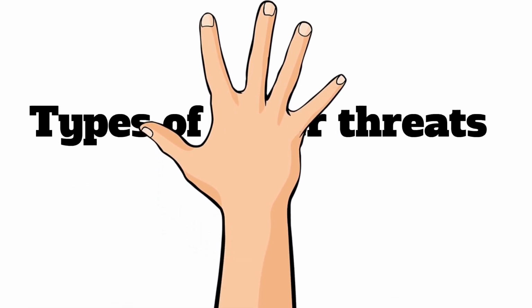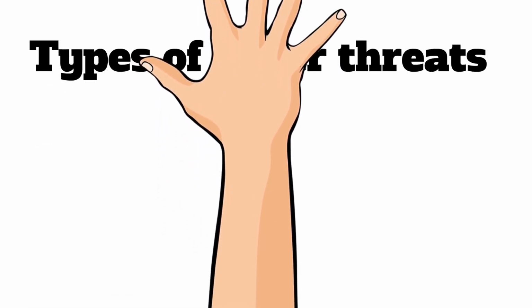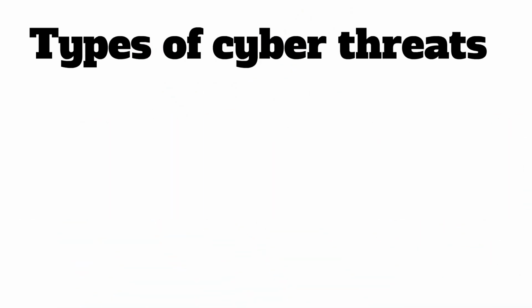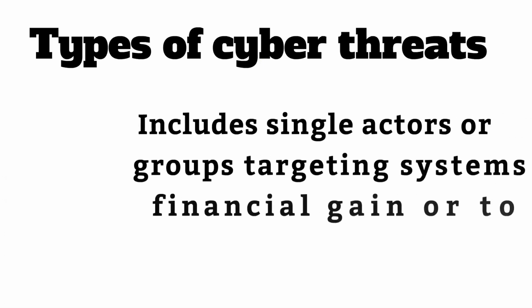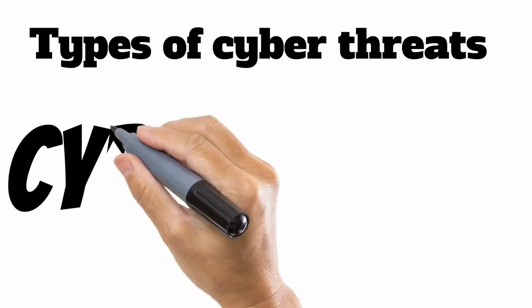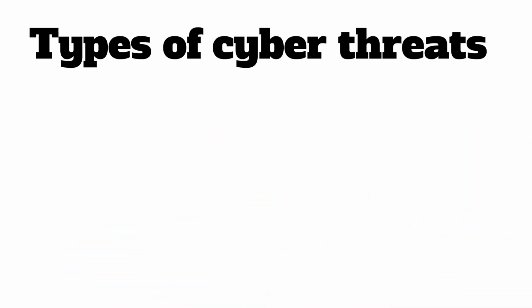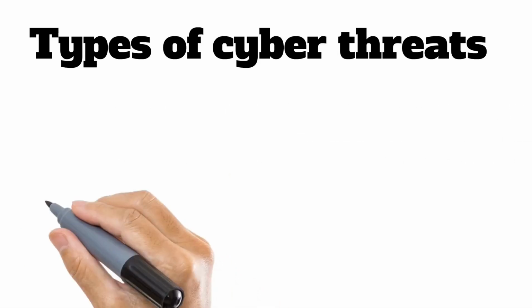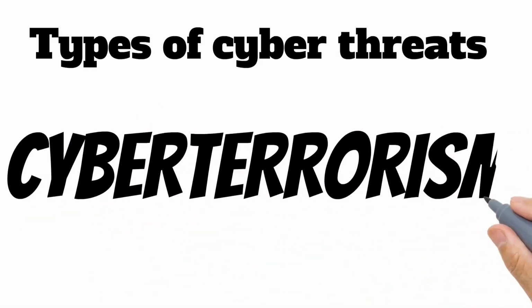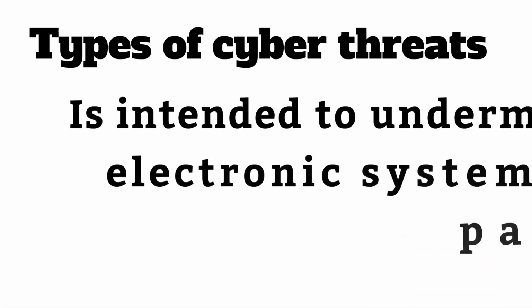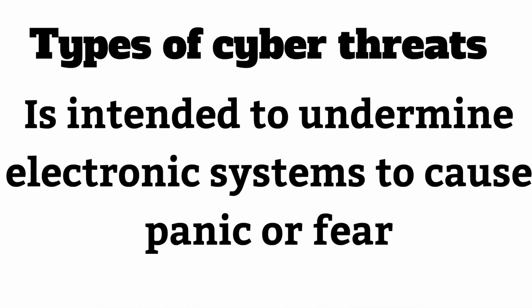Types of cyber threats. The threats countered by cybersecurity are threefold. Number 1, cybercrime includes single actors or groups targeting systems for financial gain or to cause disruption. Number 2, cyber attack often involves politically motivated information gathering. Number 3, cyber terrorism is intended to undermine electronic systems to cause panic or fear.